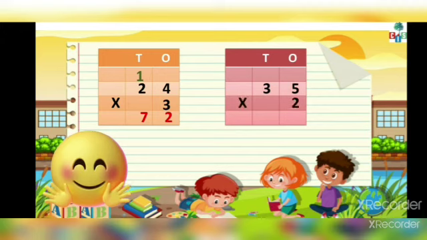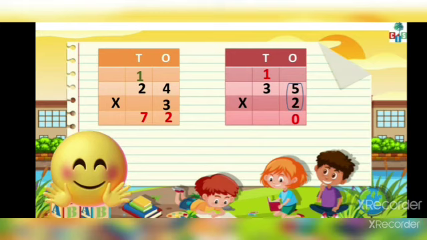35 multiplied by 2. Okay, that means 2 times 5 ones and 2 times 3 tens. So let's multiply the numbers first in ones column. 5 multiplied by 2. So let's say the table of 2. 1 twos are 2, 2 twos are 4, 3 twos are 6, 4 twos are 8, 5 twos are 10. So 0 in ones column and 1 in tens column.